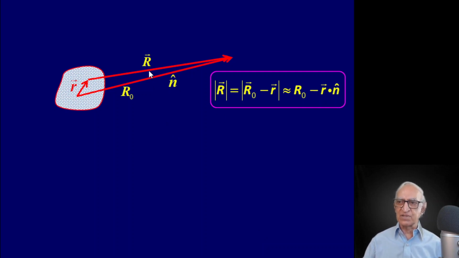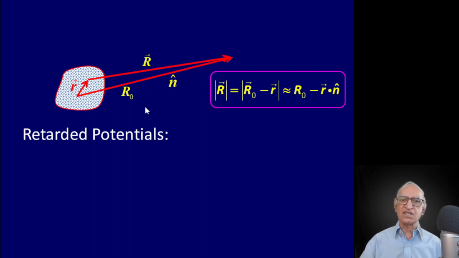Capital R can be, if you look at this triangle, vector capital R is equal to the modulus of vector r naught minus the vector r. Now you can expand this and write an approximate relation that the modulus of this vector R is r naught minus the dot product of r with the unit vector n along this direction. r dot n is that projection, r cos theta. So if I subtract from r naught, small r cos theta, then I get capital R.